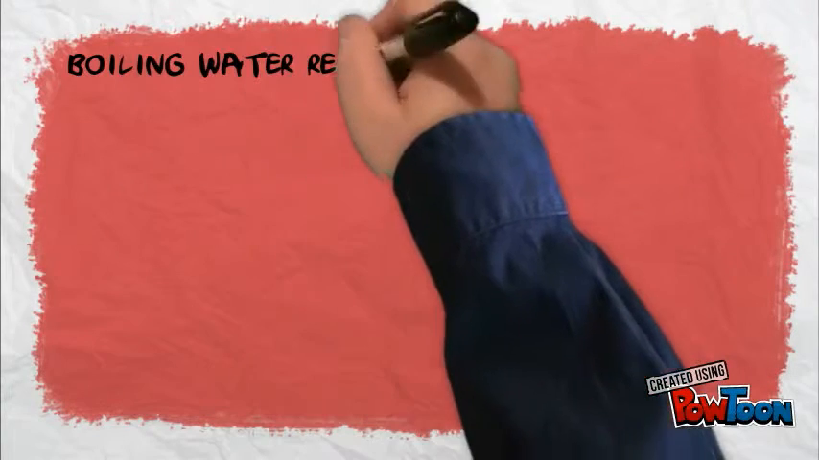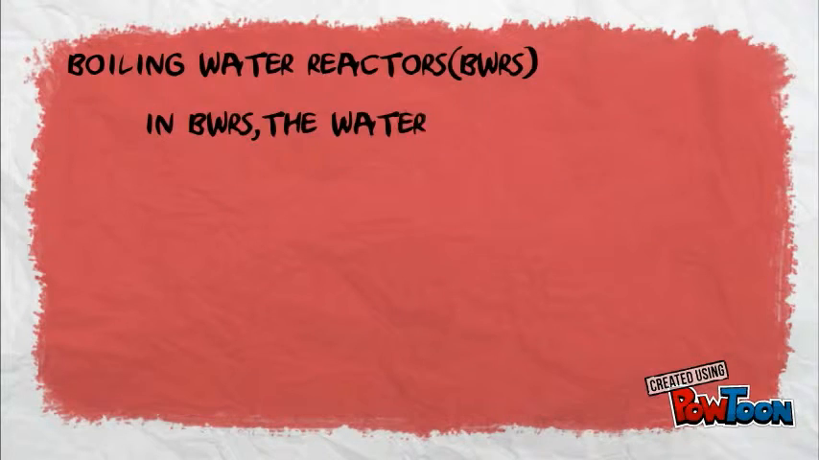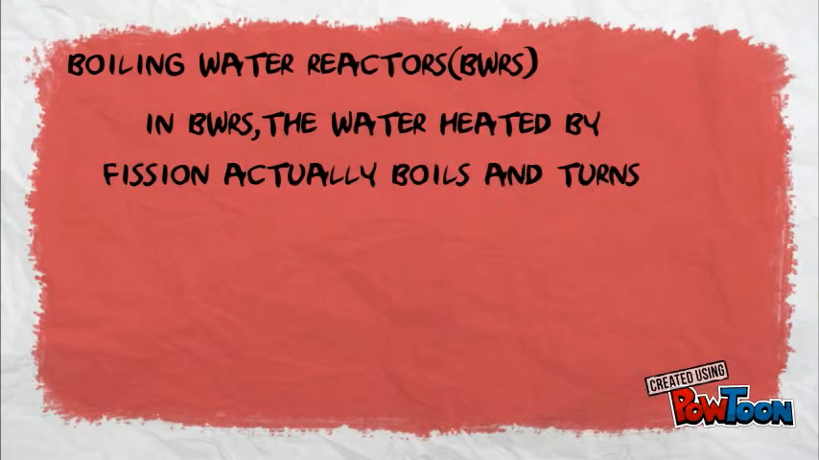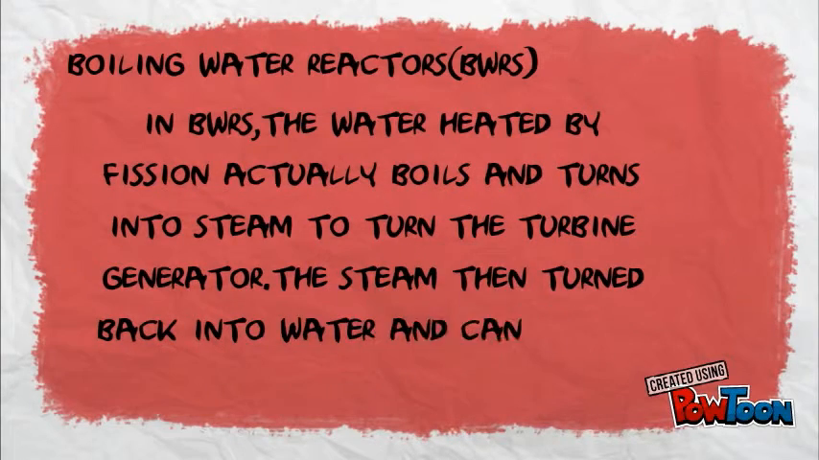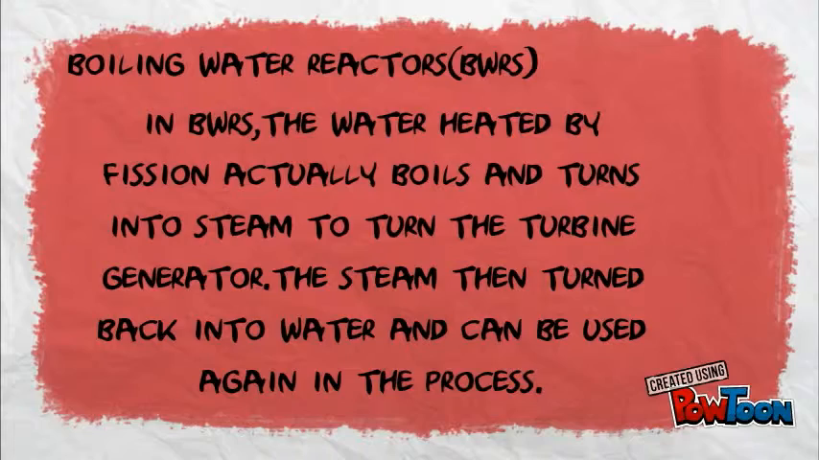In boiling water reactors, the water heated by the reaction actually boils and turns to steam to turn the turbine generator. The steam then turns back into water and can be used again in the process.